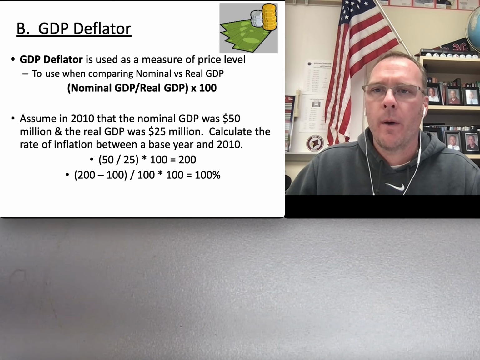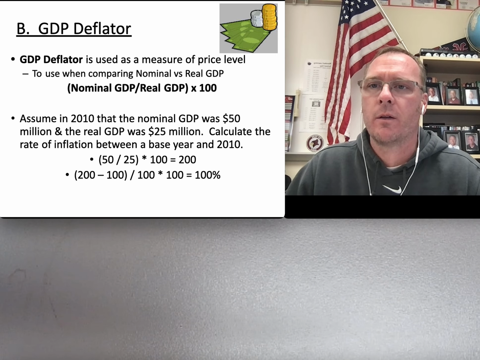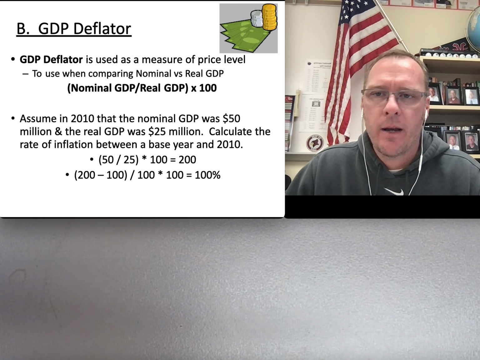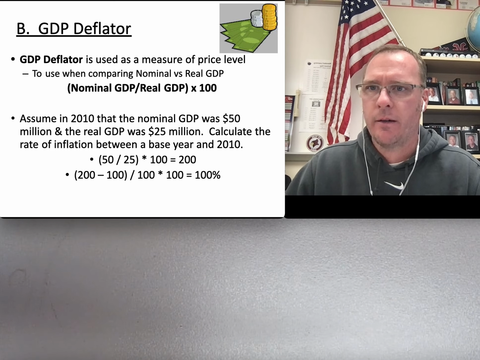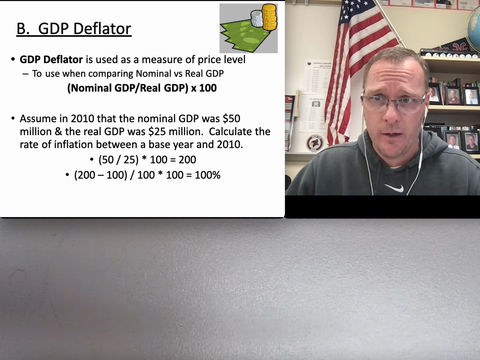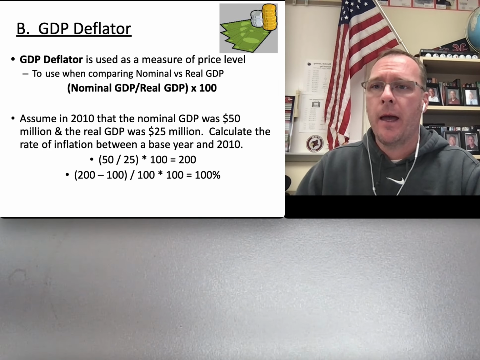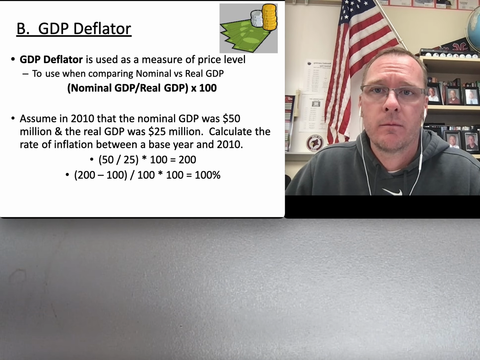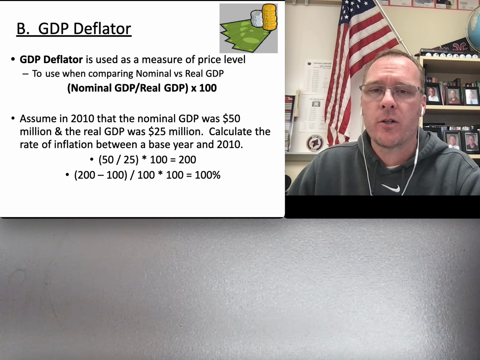Okay, so remember, real GDP took into account inflation, right? That was the whole point of calculating the difference between nominal and real. So if 2010 had the nominal GDP of 50 and the real GDP of 25, all you have to do is take 50 divided by 25 times 100 and get 200, right? That's your index, if you will. And then 200 minus 100 of the base year divided by 100, it was 100%.